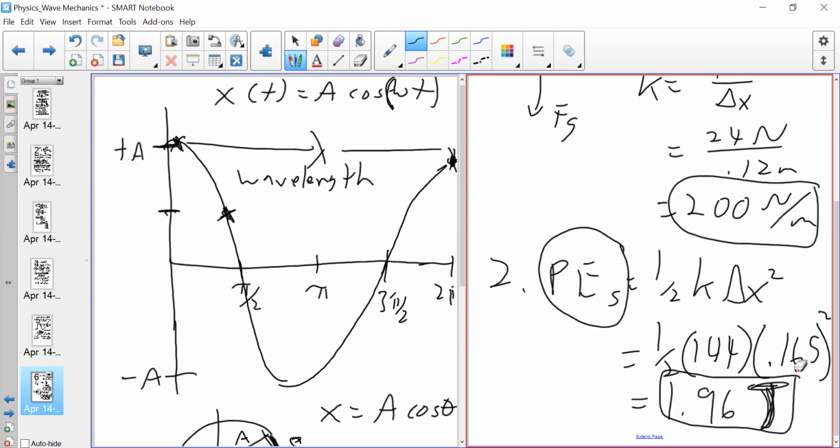Does that make sense? 1/2 K, 144, 0.165 squared. Yes, very straightforward. Good. Yep. So this is pretty easy. Hope you find that.